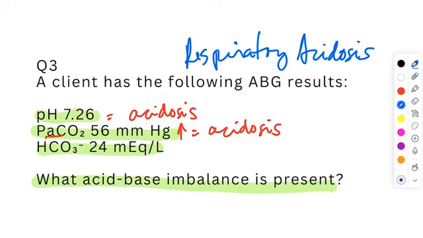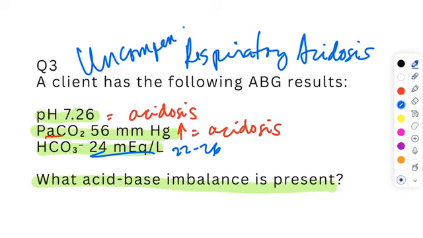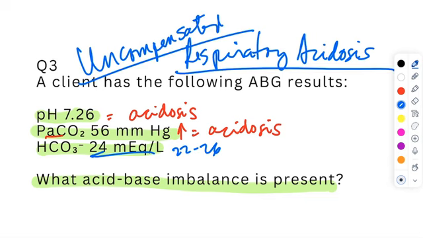Now look at the bicarb. The bicarb is normal, right? Because we have 22 to 26 as our range. So it tells us that the kidneys are not compensating yet. So the correct answer would be uncompensated respiratory acidosis for our ABG number 3.